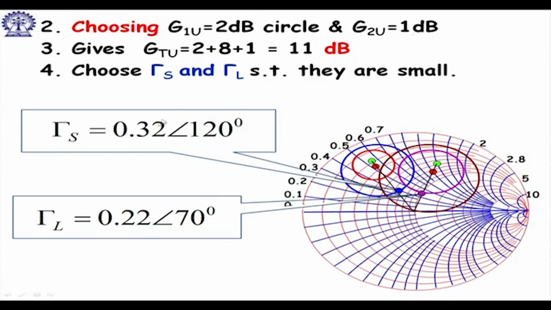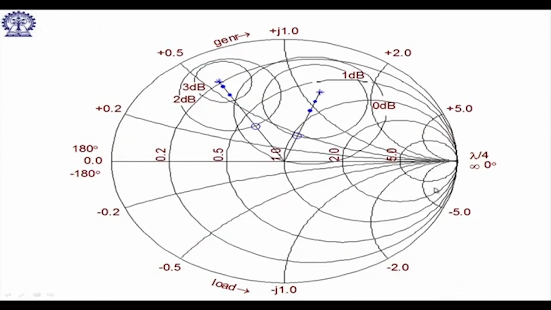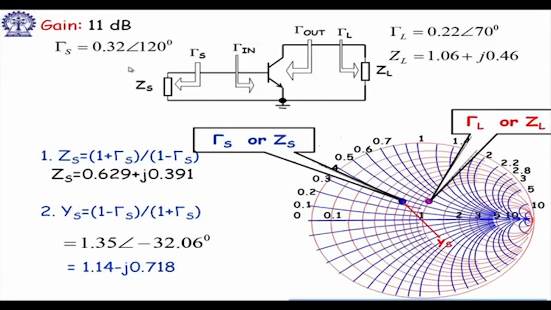So choose this, you see I have chosen the nearest point for this. That gives the value, if I read it, 0.32 at 120 degrees, and for the load I have chosen 0.22 at 70 degrees. Now the gain you can find from this.